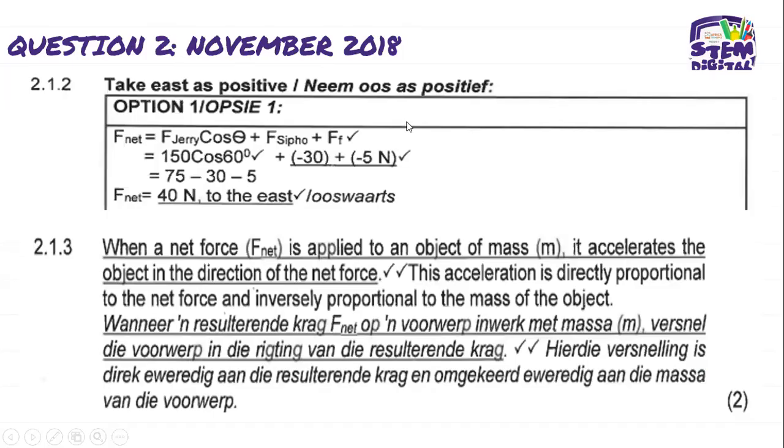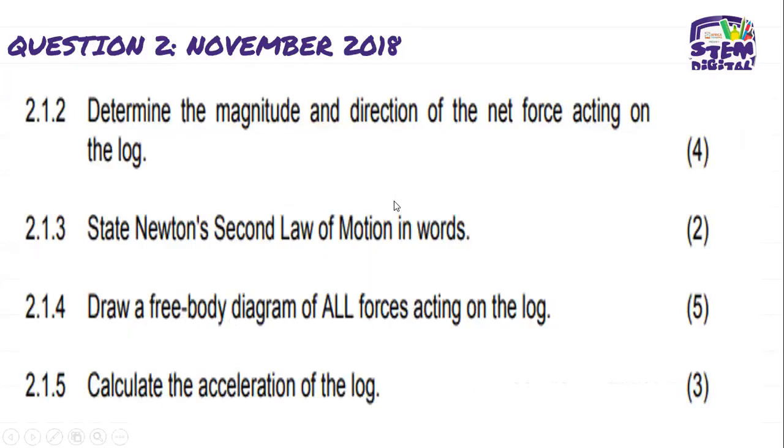So 1 mark for the formula of net force in this case, another mark for getting the horizontal component of Jerry's force, then another mark for the forces that are acting in the westerly direction, and 1 mark for both the magnitude of the net force as well as the direction. Now, that gives you a total of 4 marks.